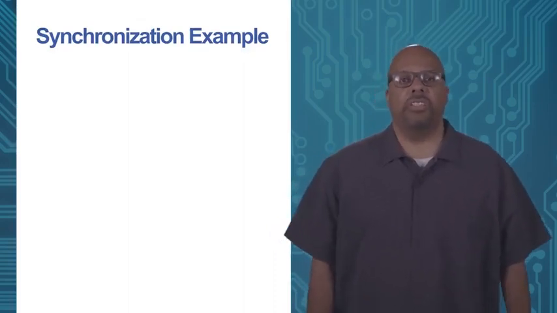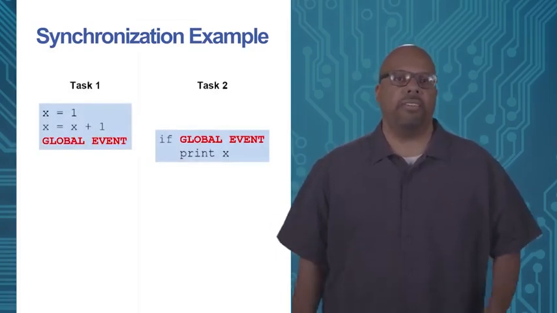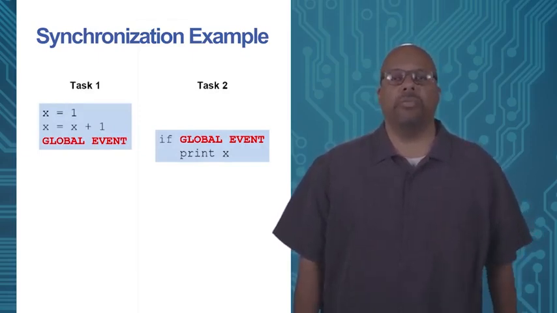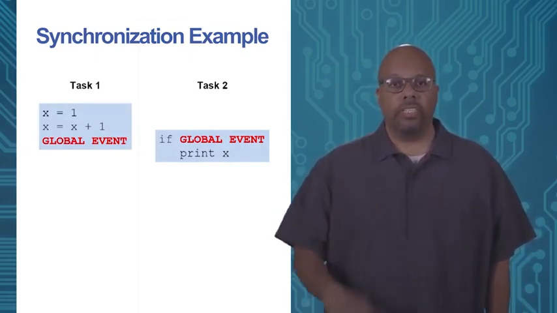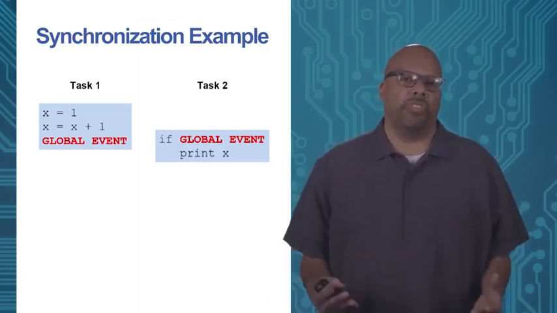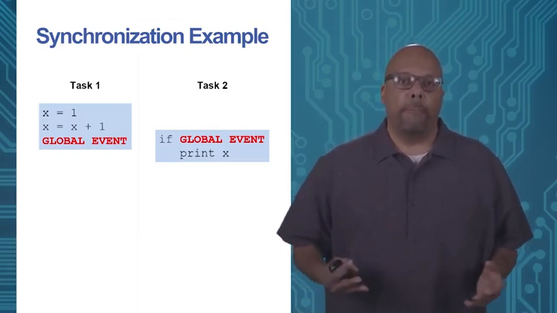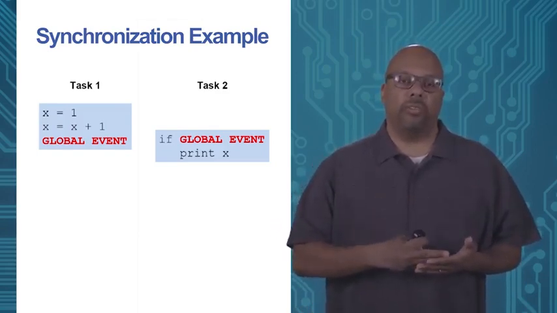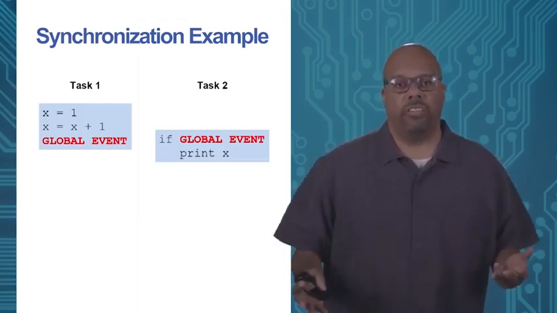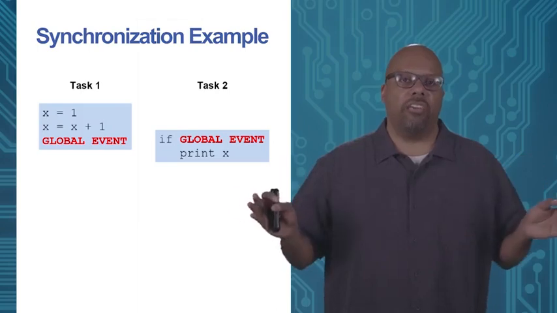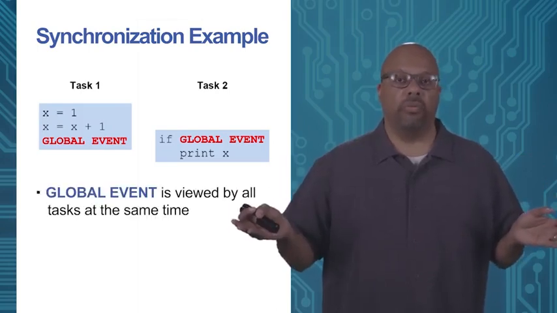So here's my simple synchronization example. I've got those same two tasks. Task 1 on the left just does x equals 1, x equals x plus 1. Task 2 on the right does the print x. But notice I've got this global event now. I didn't specify what the global event is; we'll get to that later. But in task 1, after doing x equals 1 and x equals x plus 1, it executes this global event, whatever it is. So that event is seen by all tasks, all threads, including task number 2.